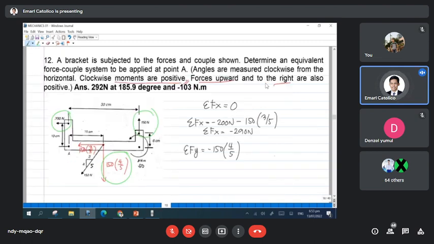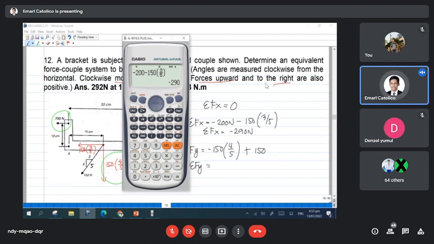Pataas yan, ano? So, plus 150 Newton. So, summation of f of y, 150 times 4/5. So, negative two, no? Plus 150. Okay, so 30 Newton.